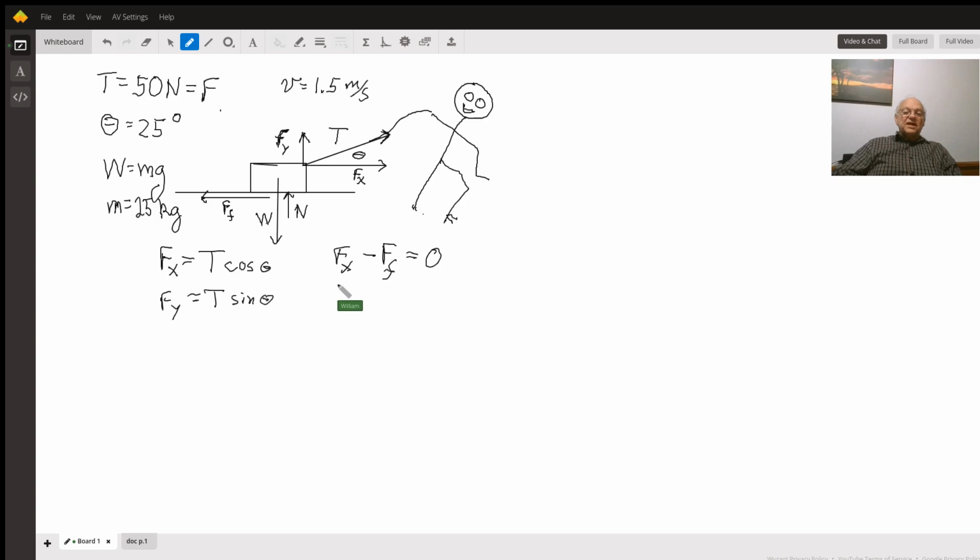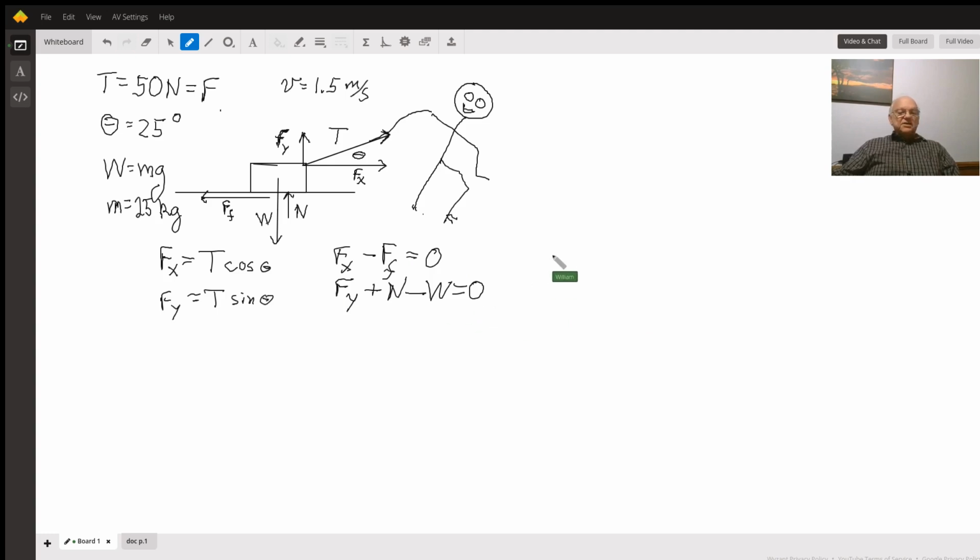And we know that F y plus N, the normal, holds up this block, and the weight pushes down on that, and there's no acceleration in the Y direction, and so that's also 0. So this is pretty much the way you set up the problem.